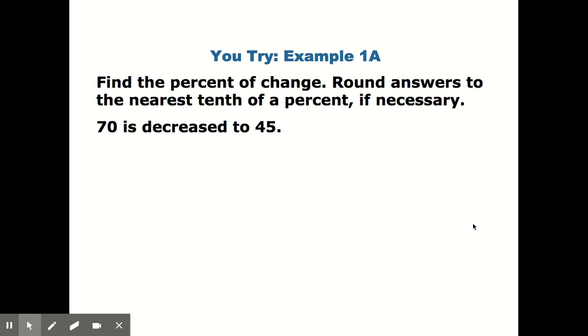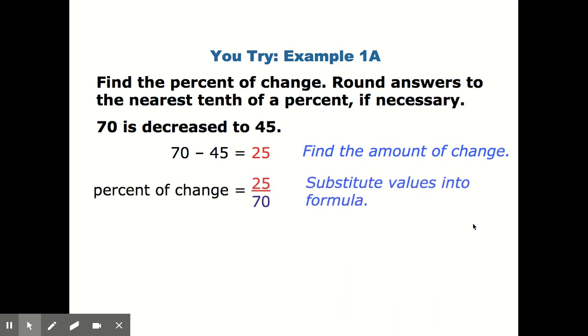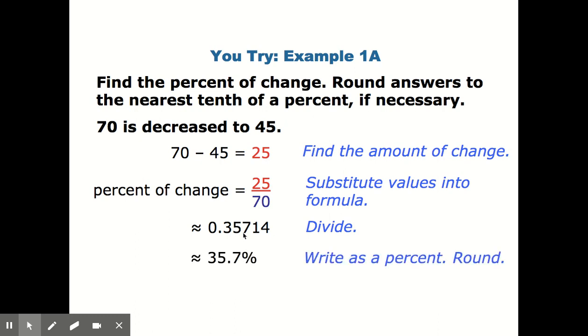So see if you can solve 70 is decreased to 45. All right, so if you were to solve it out, you'd find the amount of change. That would be 70 minus 45, so we got a change of 25. Substitute 25 divided by 70. 70 is where we originally started. We would divide it out. We would get 0.35714. And then we move the decimal place two times to the right and round that, and we would get 35.7%. So the percent of decrease is about 35.7%.